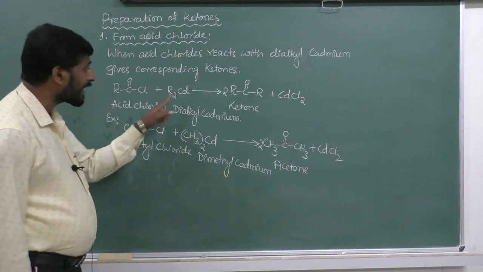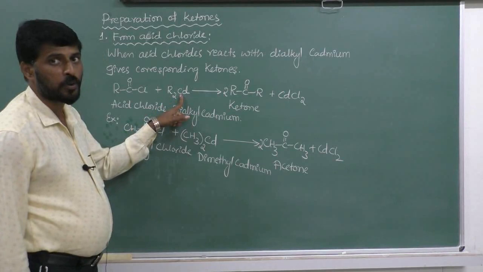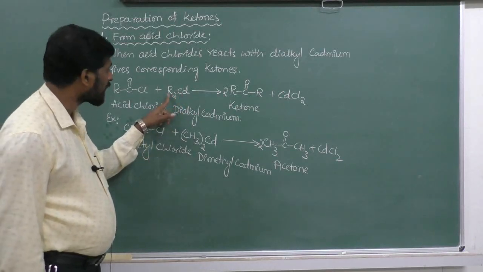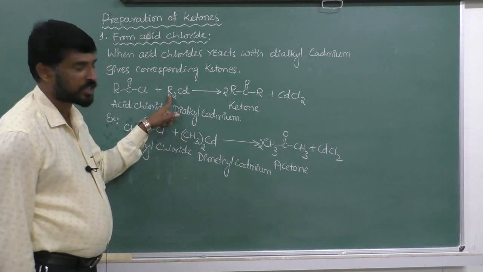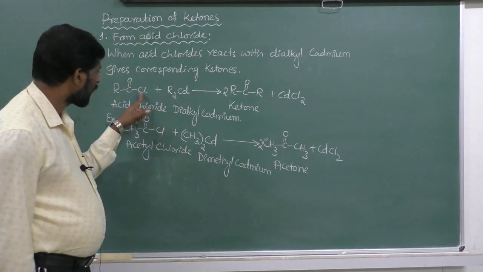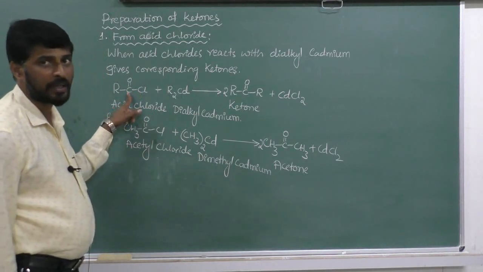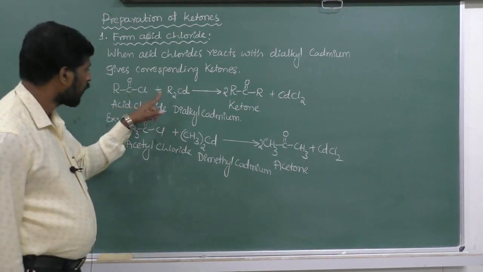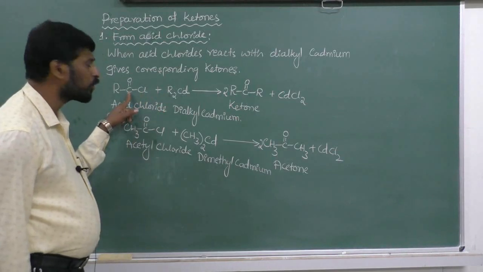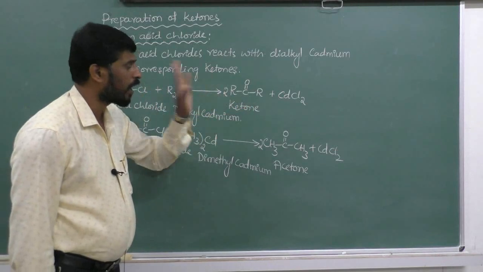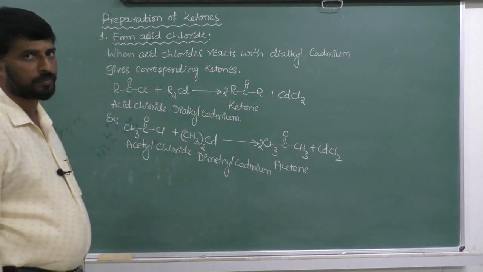Now the question arises, how does the reaction take place? Please remember, cadmium is an electropositive metal. It has a partial positive charge, and this alkyl group has a negative charge. Now here chlorine has a negative charge, and this carbonyl carbon has a positive charge. Therefore these are attached to this carbonyl carbon, and that leads to the formation of the corresponding ketone.